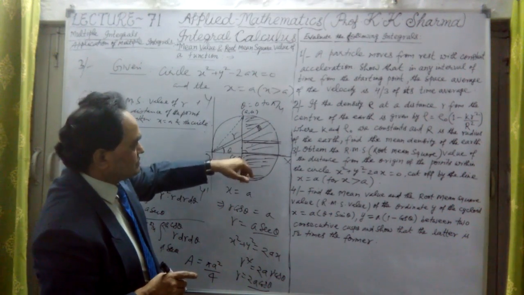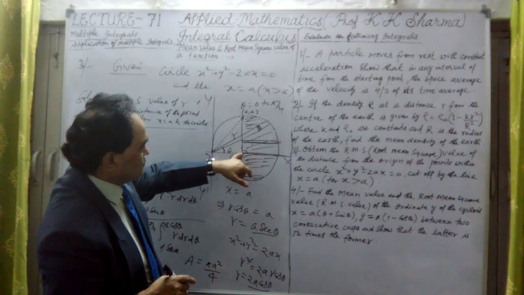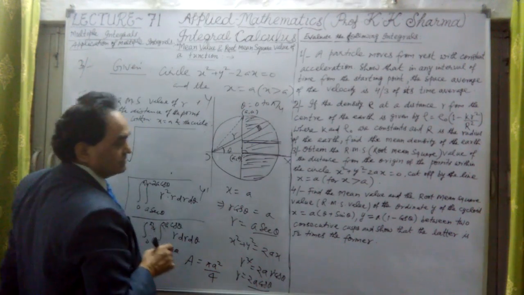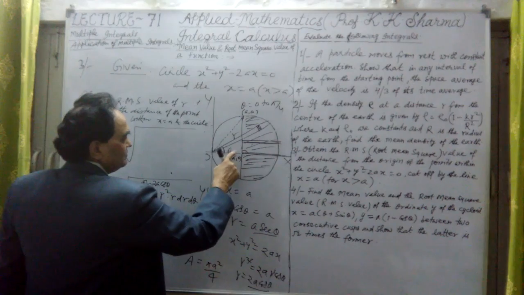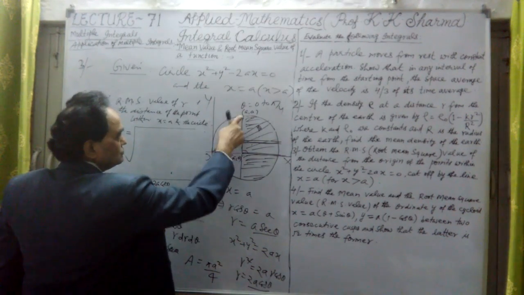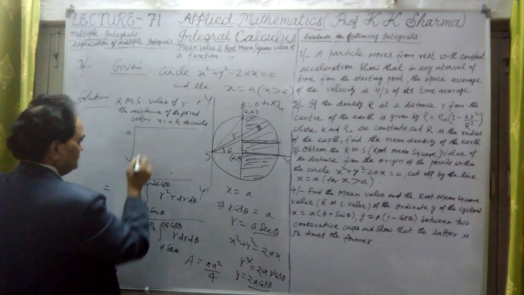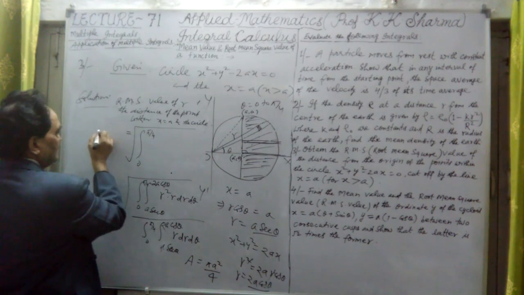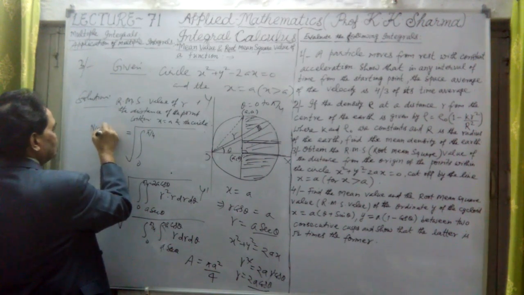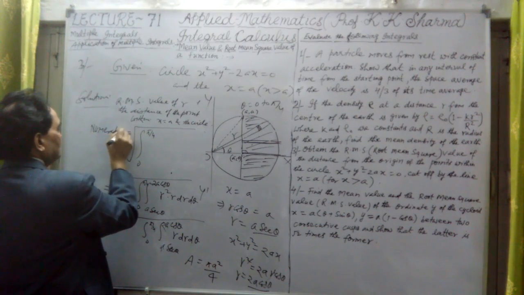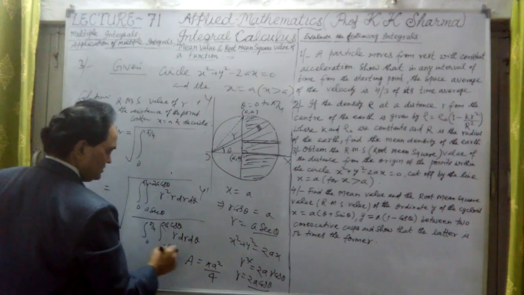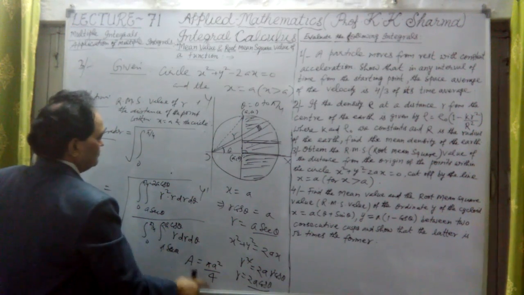But the y limits are from this point, x equal to 0, to this point. This point is at theta equal to... sorry, limit for theta is 0 to pi by 4. Here I am taking the numerator, because the denominator is nothing but the area, which is this one. This is the area that we will calculate.